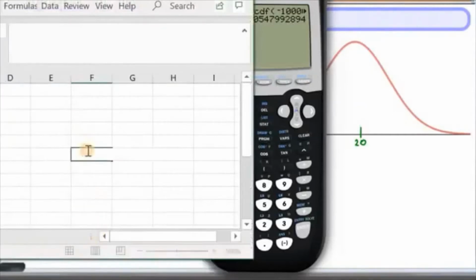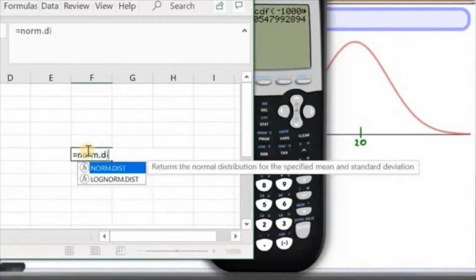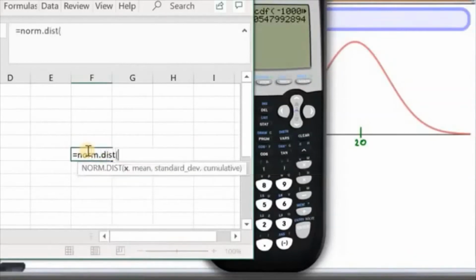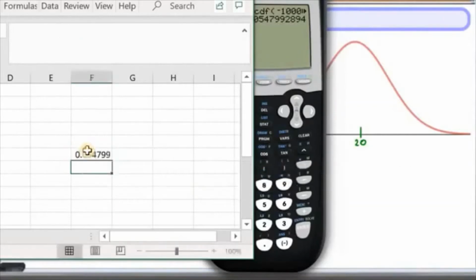For that, type in equals, then type in norm.dist, then put your parentheses. Our x here is 12, our mean is 20, and our standard deviation is 5. And we will type true, or you can just type 1. Then hit enter. And this is what we have, and this is exactly what we got using calculator and also using table.